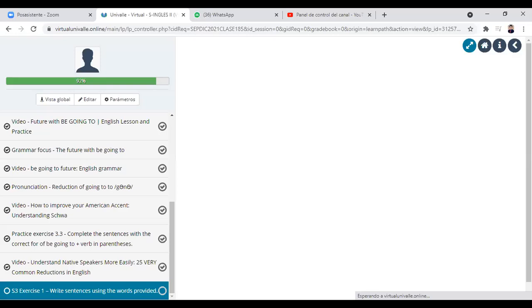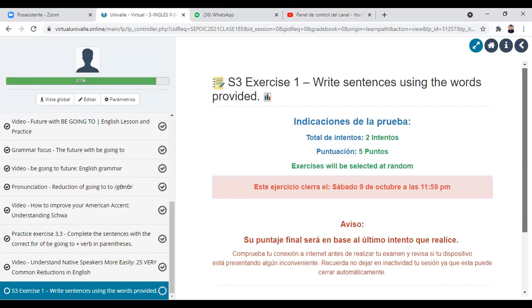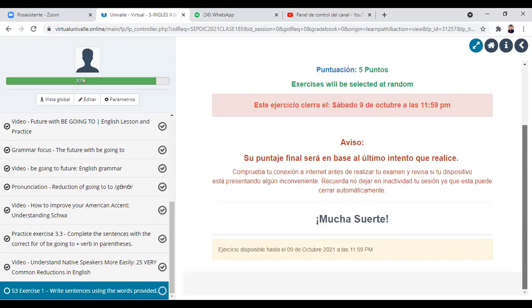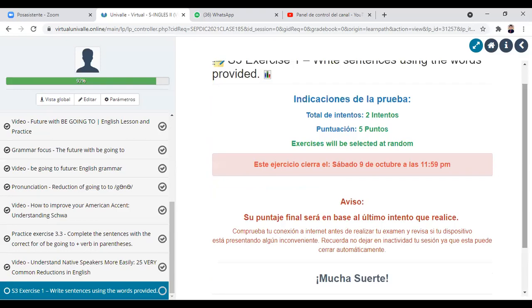Okay, so this is basically related to how to pronounce and how to sound a little bit like a native speaker, let's say. Okay, so really important for you to know. And then at the very end of this session, we're going to have an evaluated exercise. You're going to write sentences using the words provided. And for this exercise, you're going to have two attempts. If you fail the first one, you're going to have a second attempt to make it better.